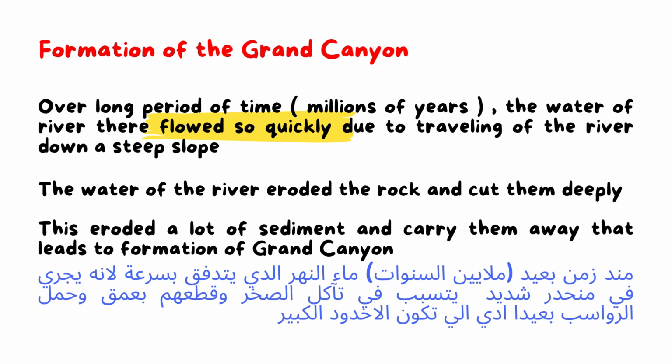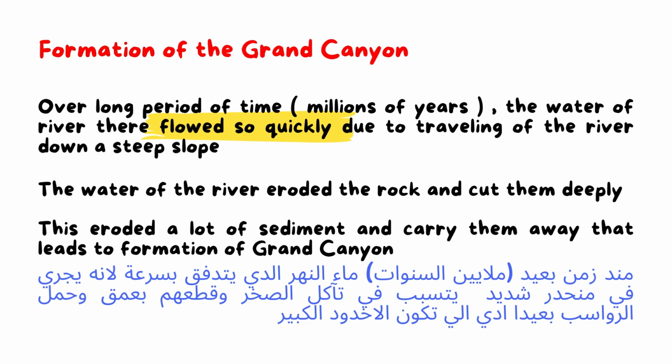How? The water of the river in this place flows very quickly, very fast. Why? Because this river was traveling down a steep slope. Maybe this river flows down from a mountain. So this river flowed so quickly due to traveling down a steep slope.